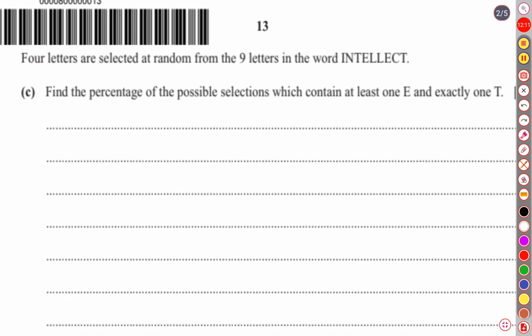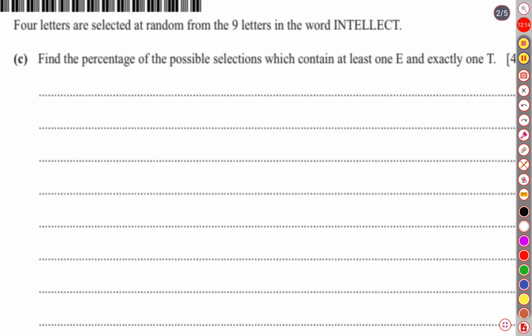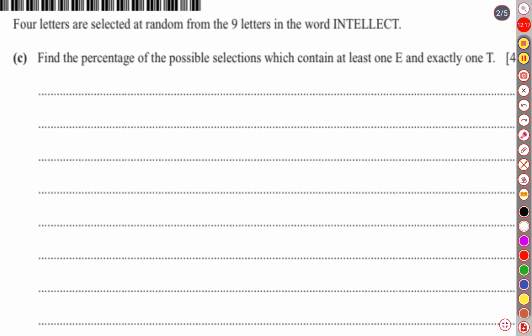and it says four letters have been selected. Four letters are selected at random from the 9 letters in the word intellect. Find the percentage of the possible selections which contains at least one E and exactly one T. So first of all, we should not forget that it's nothing but selection. For selection and choice, our concept is combination instead of permutation. Permutation is applicable when selection as well as arrangement is the fact, then permutation is required. But for only selection, we can apply the combination formula.